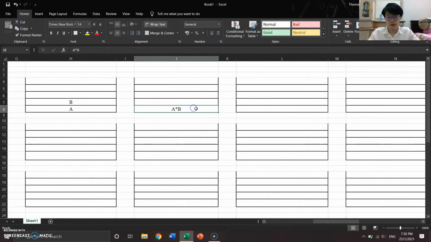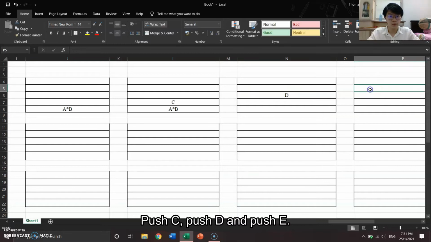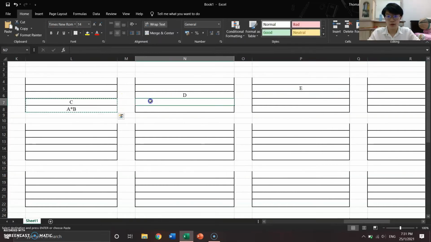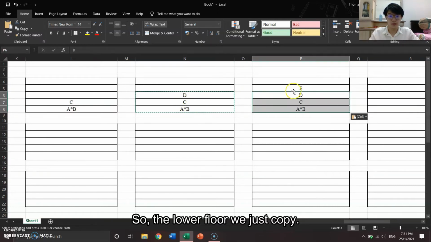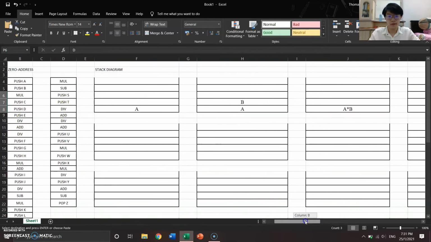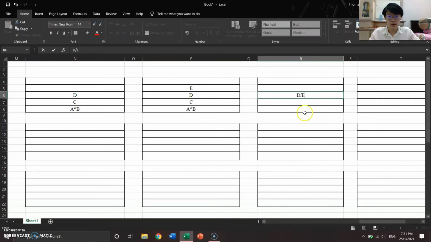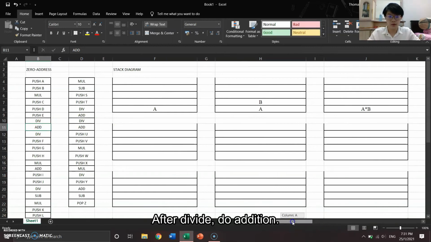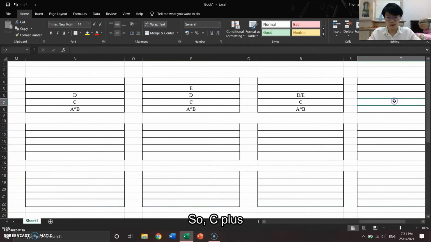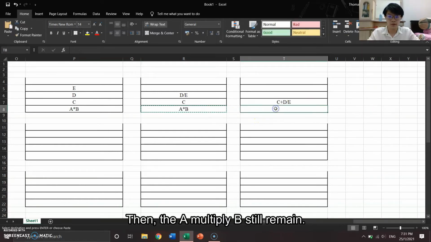So we copy this. Push C, push D, and push E. The lower floor we just copy. After push E, divide. So we use D and divide by E. Then the lower floor still remains. After divide, do addition. So C plus D divide E. Then the A multiply B still remains.